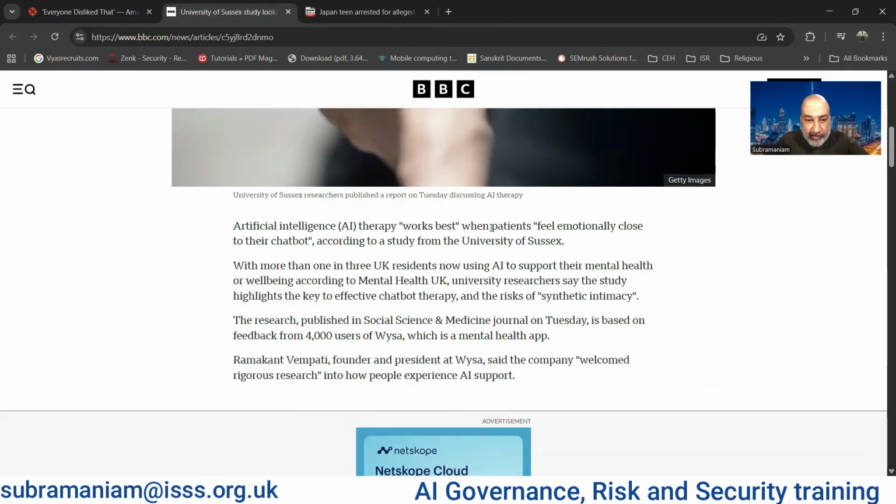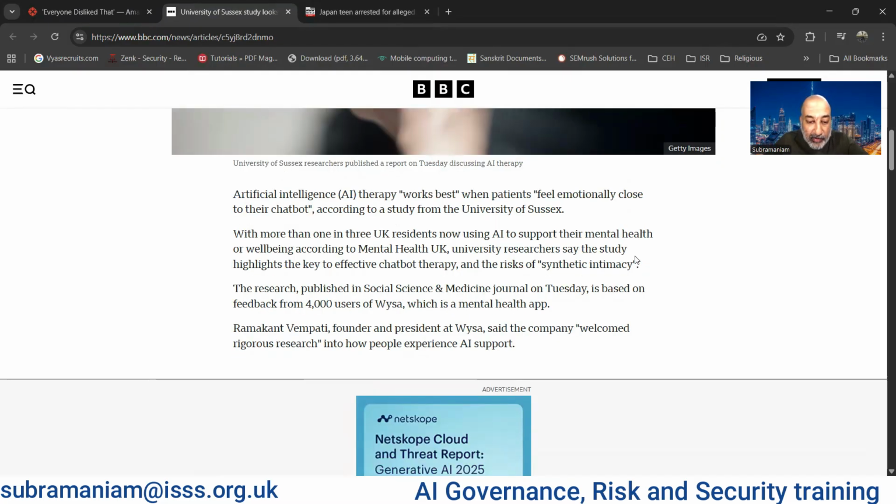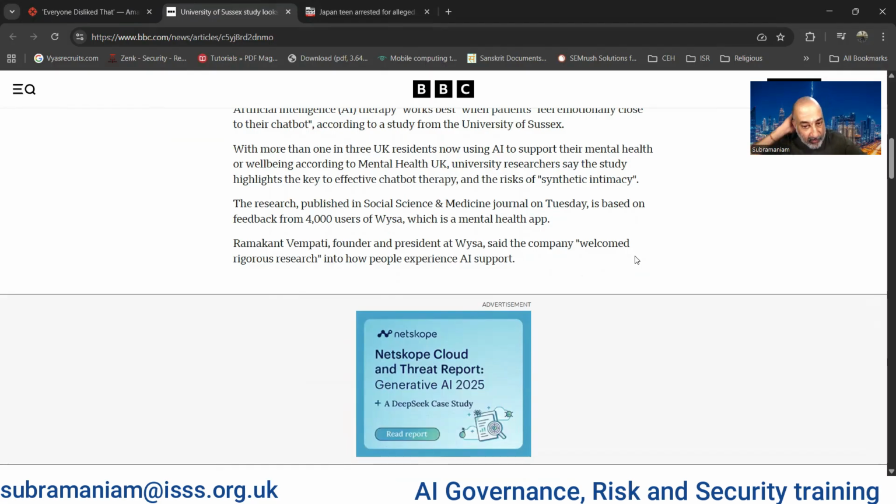Now, the most interesting thing: there is something called artificial intelligence therapy. Patients feel emotionally close to the chatbot, with more than 1 in 3 UK residents now using AI to support their mental health or well-being, according to Mental Health UK. There's an application called Visa.